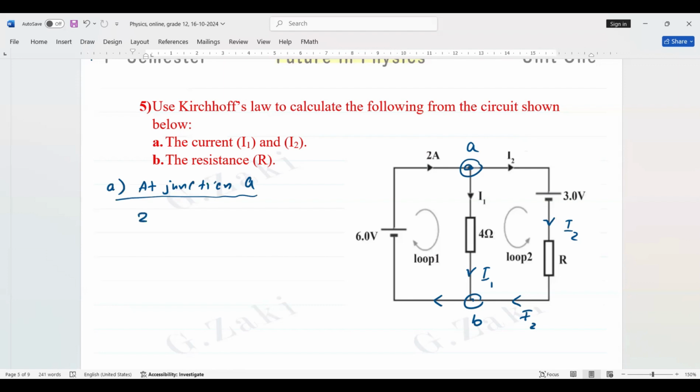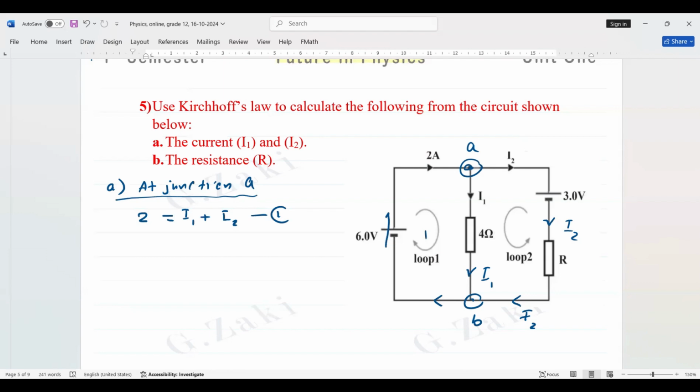Out is I1 plus I2. This equation. Now we go to the loop. Already the loop is given in the circuit.